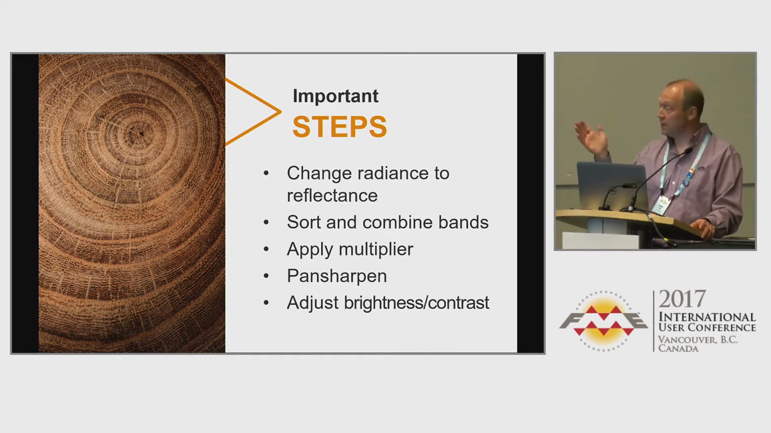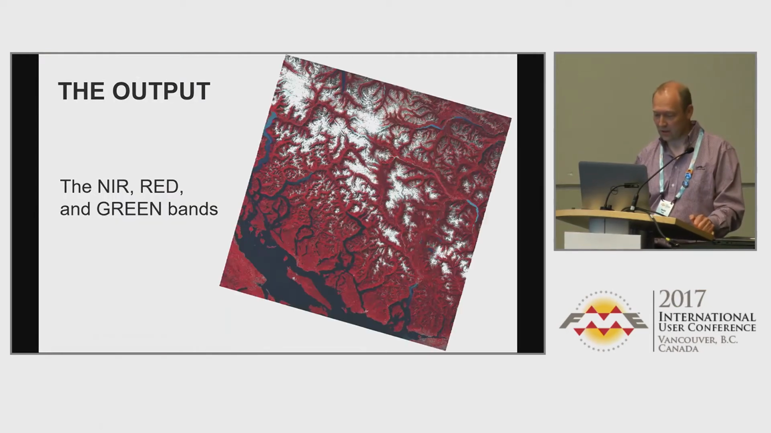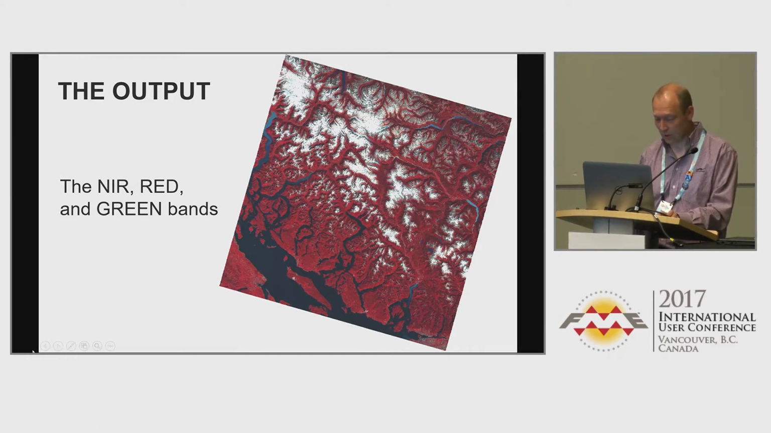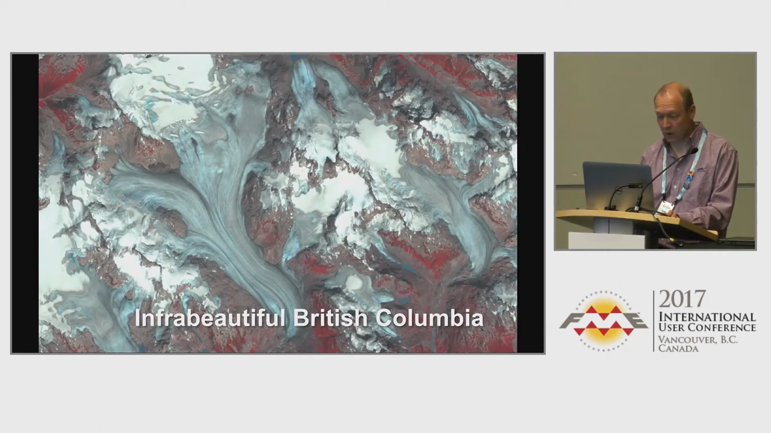Then you can pan sharpen, as I said, and maybe then adjust brightness and contrast. And that's what you can get: an infrared, red and green image. That's what it gives back to you. Or if you zoom closer to one of the areas, I think it's sometimes really beautiful.